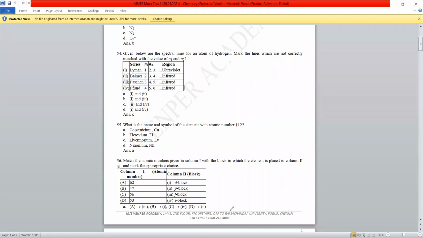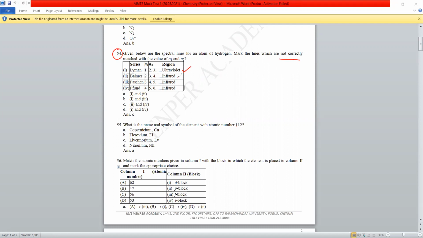Next, students, question number 54. What are they asking here? They have given a tabular column and asked which of the following is not correctly matched. In the hydrogen spectrum, spectral series lines they have given. In the Lyman series, n1 is 1 only, n2 is 2, 3. The region is UV. That is the correct one. Balmer series, n1 is 2, n2 is 3, 4.